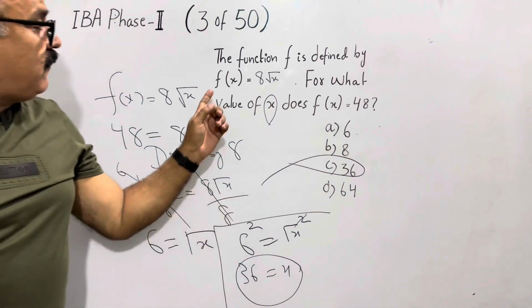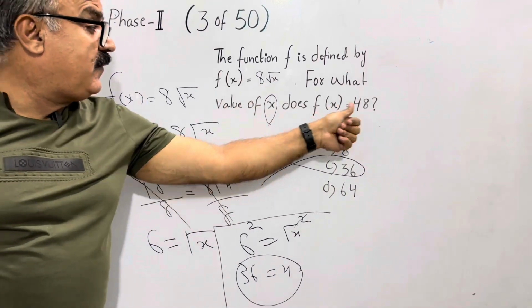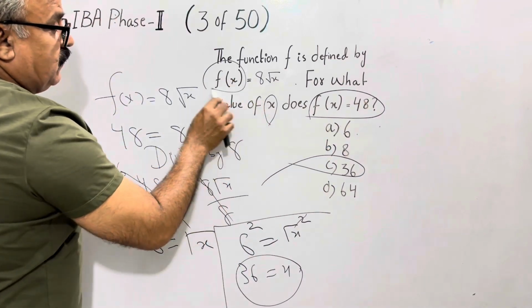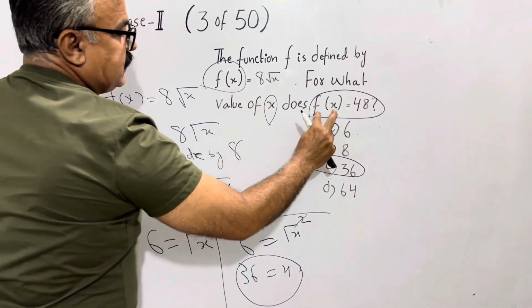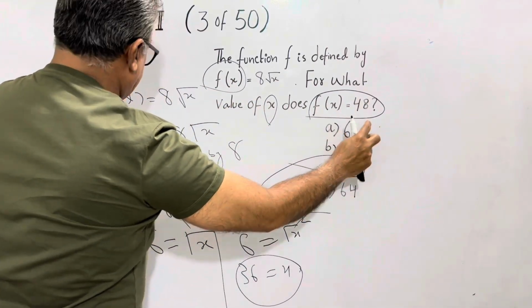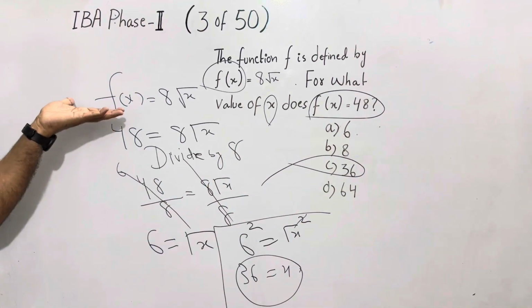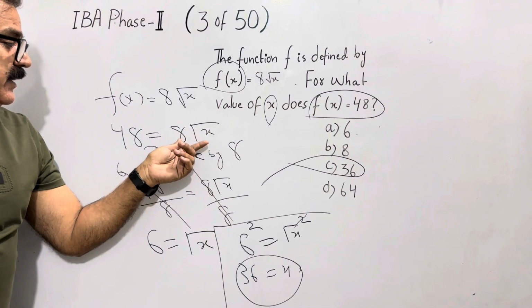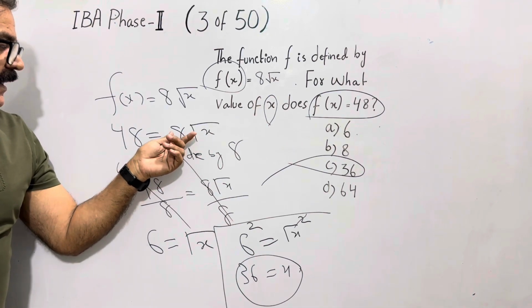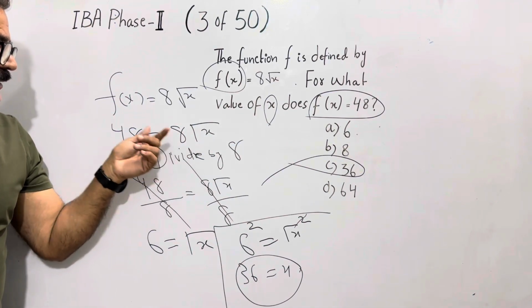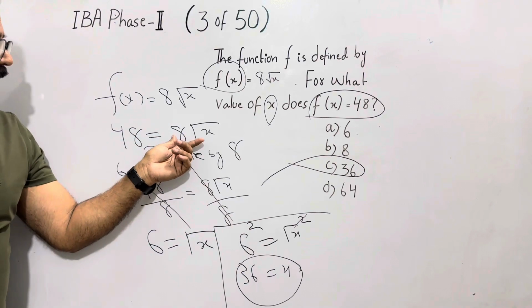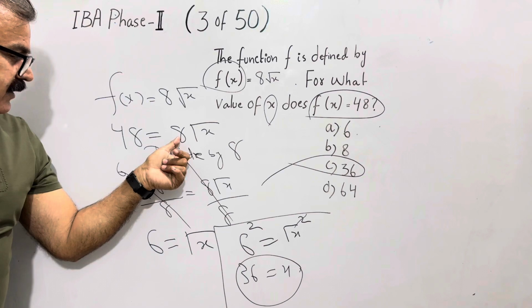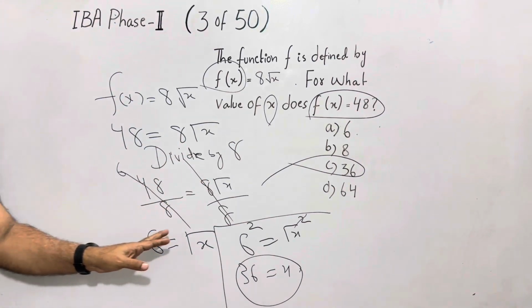Look, f of x is equal to 48. We are given the value of f of x, not x. Plug in 48 instead of f of x. We are interested in x, so make x alone, or simply make x the subject. There is 8, so we divide by 8.